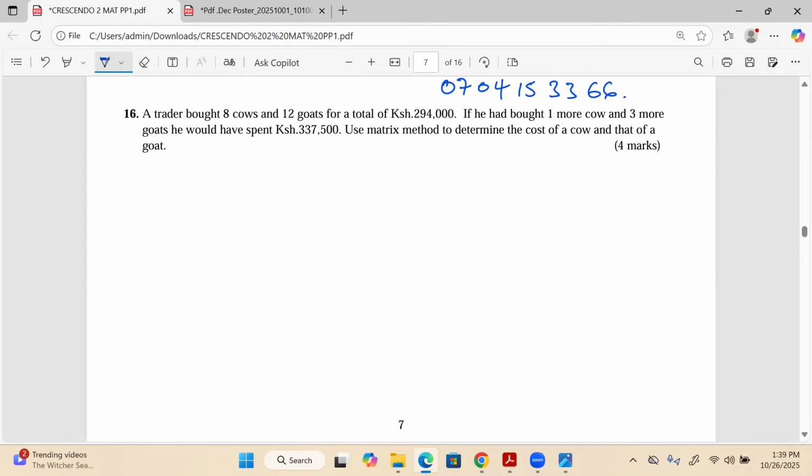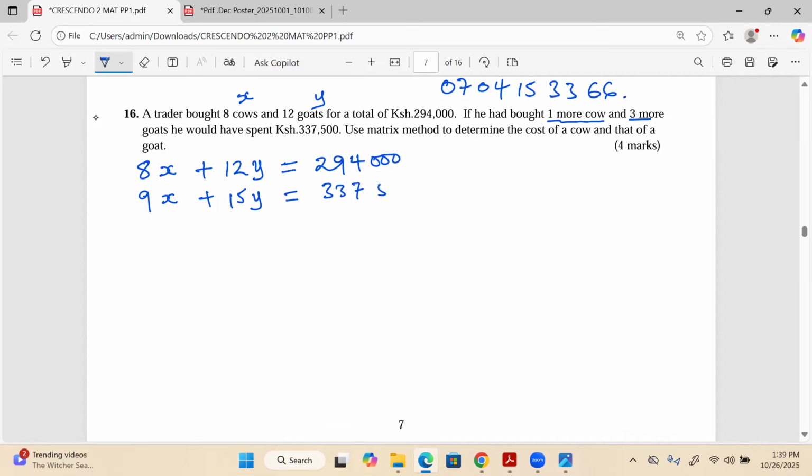Let's let the cost of a cow be X, the cost of a goat to be Y. So 8 cows, 8 by a cow, plus 12 by the cost of a goat. This should give us 294,000. Then again, if he had bought 1 more cow, meaning 9 by the price of a cow, and 3 more goats, meaning 15 times the price of a goat, this should have totaled to 337,500. This is now the matrix equation.